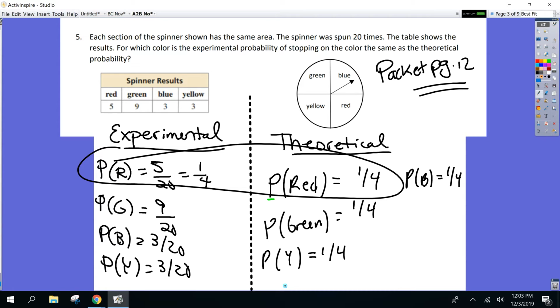So we all good on when we ask for experimental? You're looking for what did I do. Did I spin? Did I flip? Did I roll?